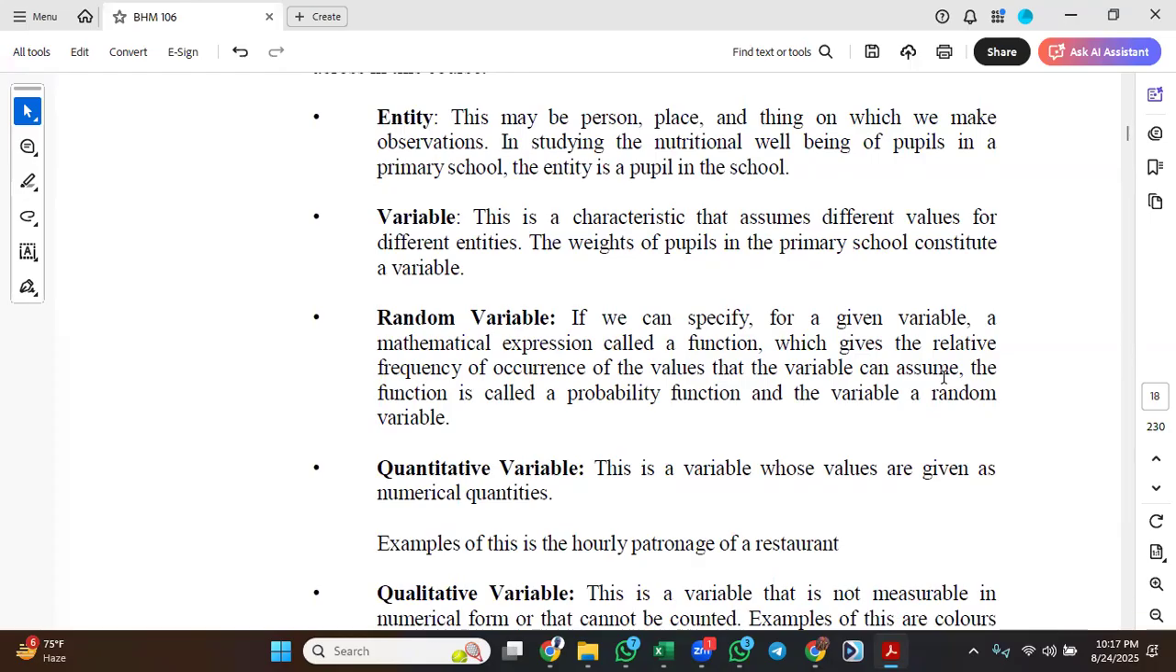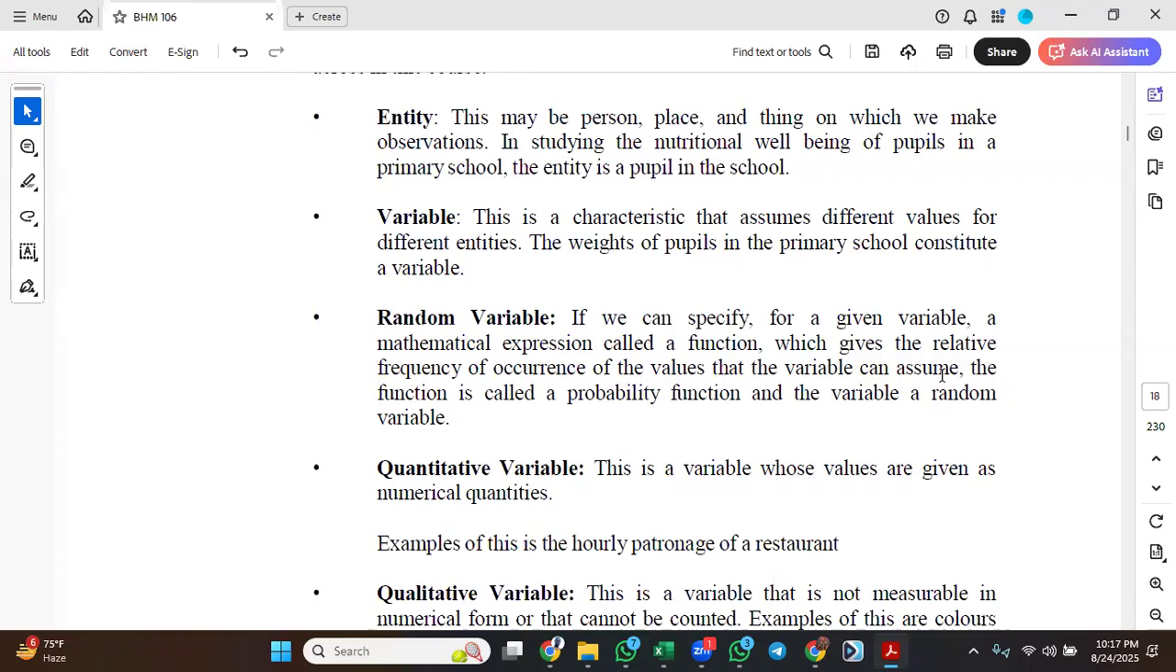to give the frequency of the number of times this particular height, let's say maybe we have 1.1 among the height, that it can occur, the values that the variable can assume, the possible height that we can get. This is what we're trying to say.